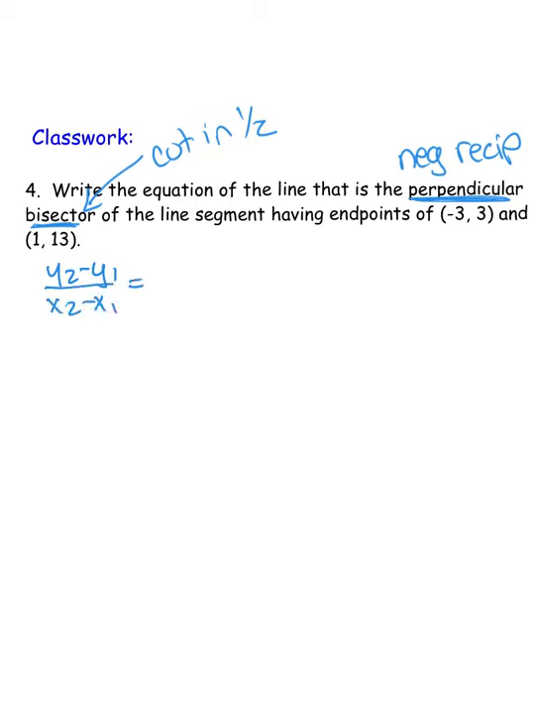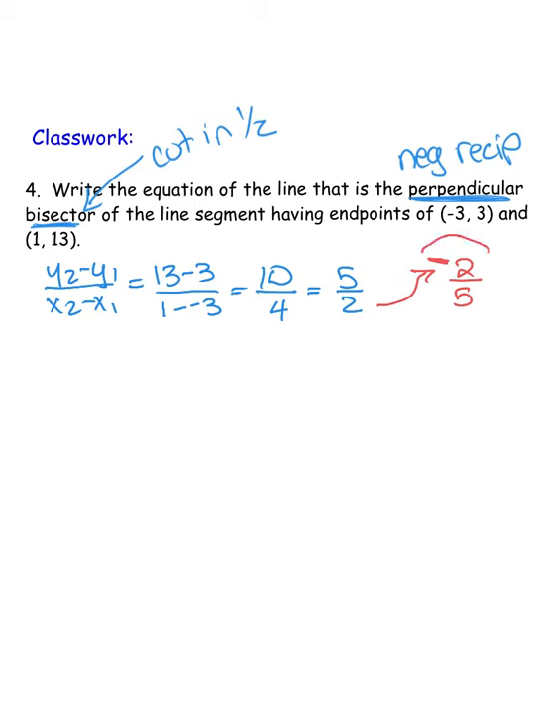If I plug in my points, I have 13 minus 3 over 1 minus negative 3. This becomes 10 over 4. That reduces to 5 over 2 in your calculator, or divide both of them by 2. Because I want to be perpendicular, I'm going to take this slope and flip it. Since it's positive, I'm going to make it negative, because negative reciprocal.